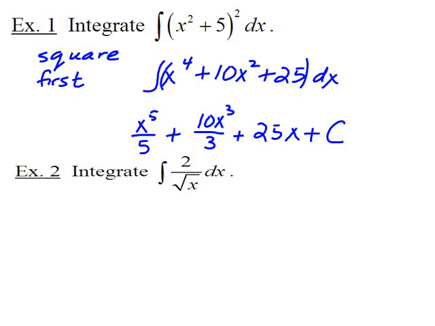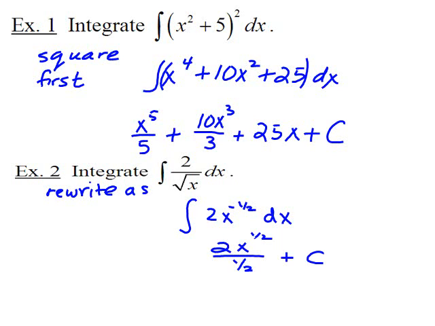In the second example, I would rewrite the square root of x in the denominator as x to the negative 1/2 first, and then use the power rule for integrals, increasing the exponent by 1 and then dividing by it, giving me 4x^(1/2) plus c.